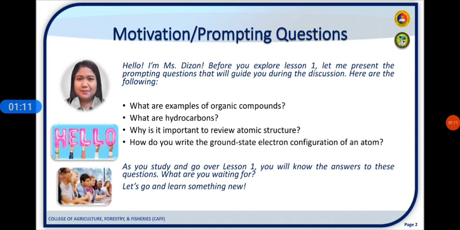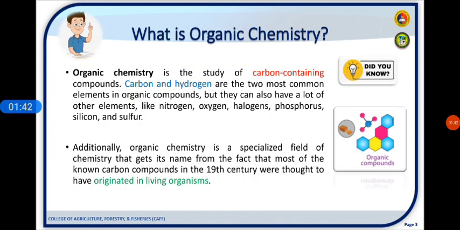Before I go over lesson 1, let me present the prompting questions first. What are examples of organic compounds? What are hydrocarbons? Why is it important to review atomic structure? And how do you write the ground state electron configuration of an atom? As you study and go over lesson 1, you'll know the answers to these questions. Now, what are you waiting for? Let's go and learn something new.